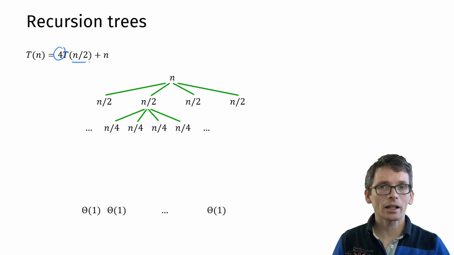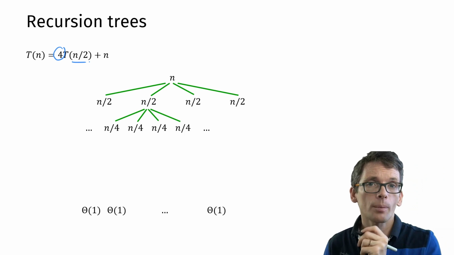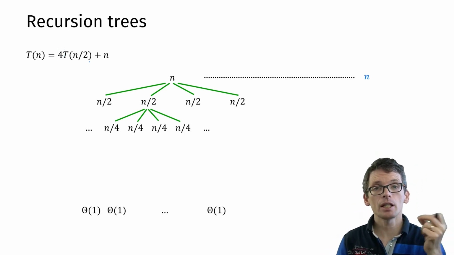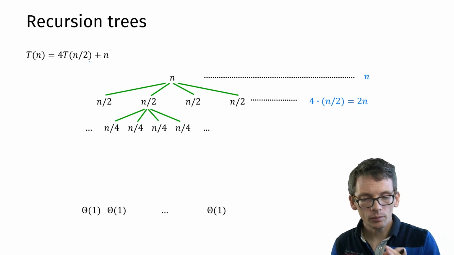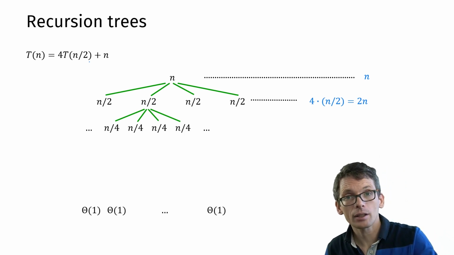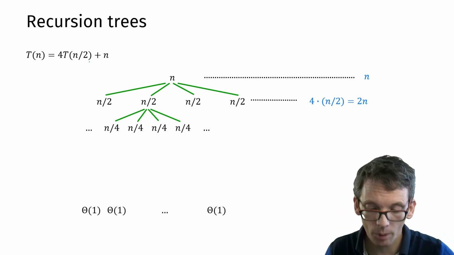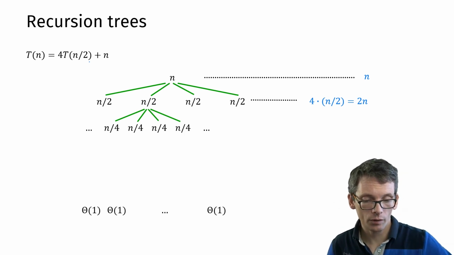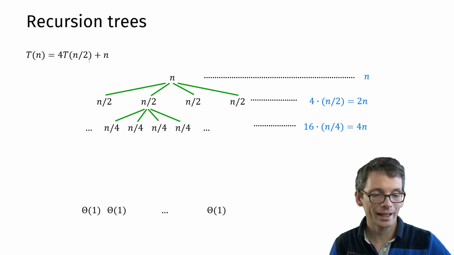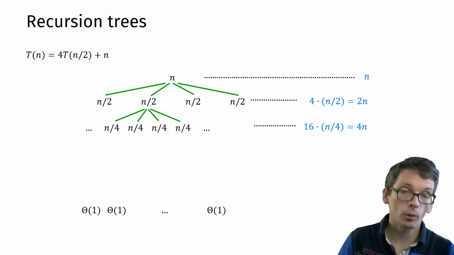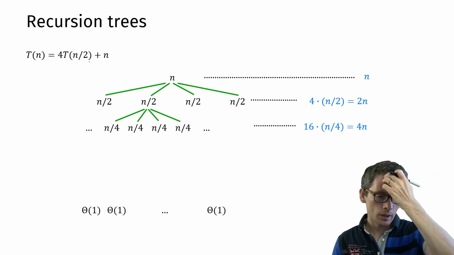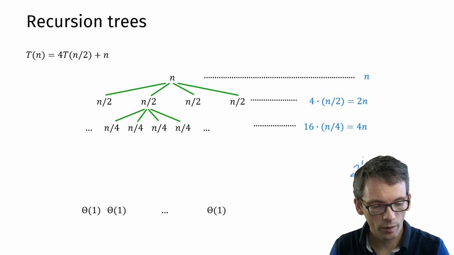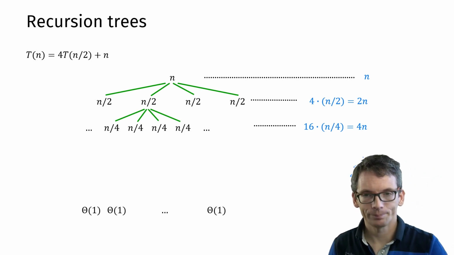So let's add all of this up. On the top level, obviously n. On the next level, 4 times n half is 2n. Then, on the next level, the number of terms is 4 times 4, so 16 terms. Each of them is n divided by 4, so we get 16 times n divided by 4, which is 4n. In general, on level i, we will get 2 to the i times n.